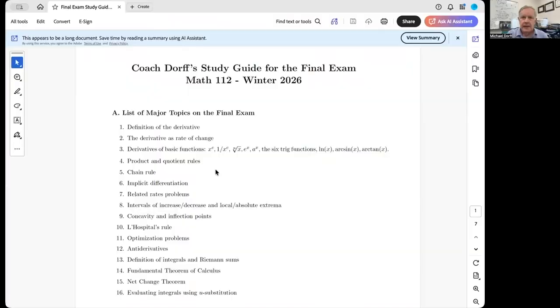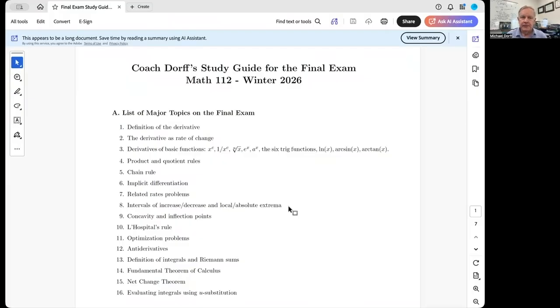Today we're going to do a review for the final exam. Now, the first thing I suggest you do is go to the Canvas course website and look under the review for the final exam. And in there, you should see a document that looks like this, Coach Dorf's study guide for the final exam. And here I list the major topics for the final exam.